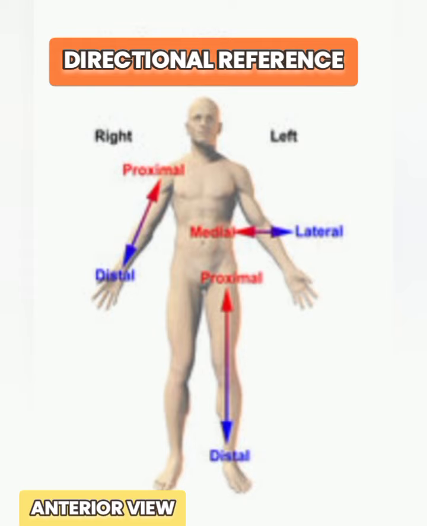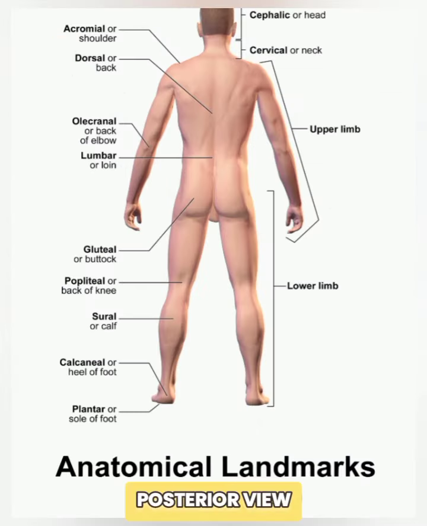The anterior side is also known as the ventral side. Anterior means towards the front, generally the chest side of the body. Observe the figure and I hope you will understand it. Coming to the posterior side, also known as the dorsal side, it is towards the back, that is towards the scapula. The scapula bones are located on the posterior side of the body.